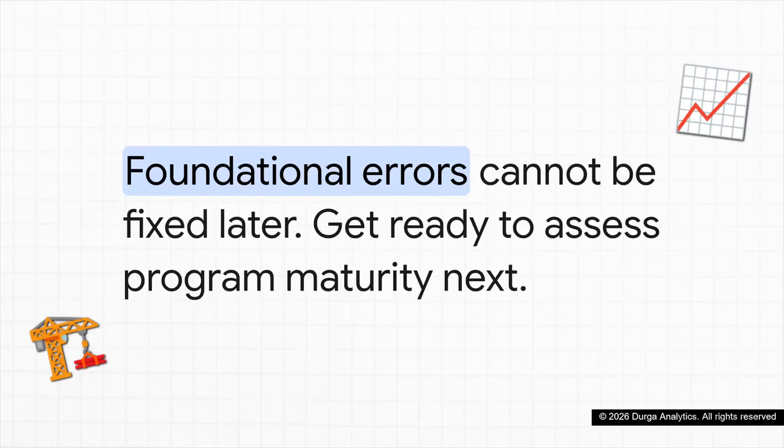So the big takeaway from this explainer is simple but brutal. Foundational errors, whether it's skipping the sponsor, boiling the ocean, or buying a shiny tool before you have an operating model, cannot be fixed later. They become permanent cracks in your foundation. So the question I want to leave you with is this. Are you ready to take an honest look at your own program's maturity and spot these warning signs before it's too late?